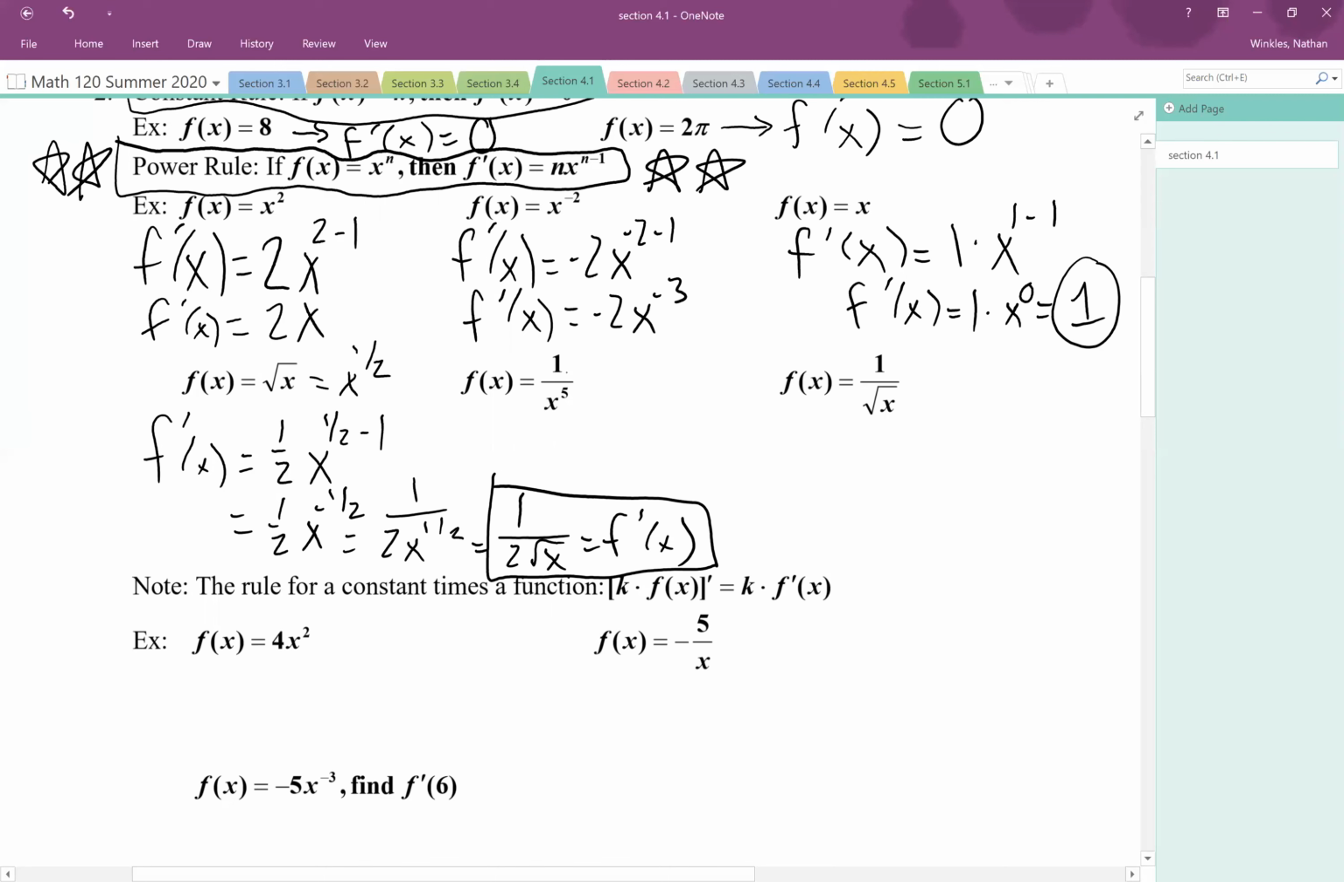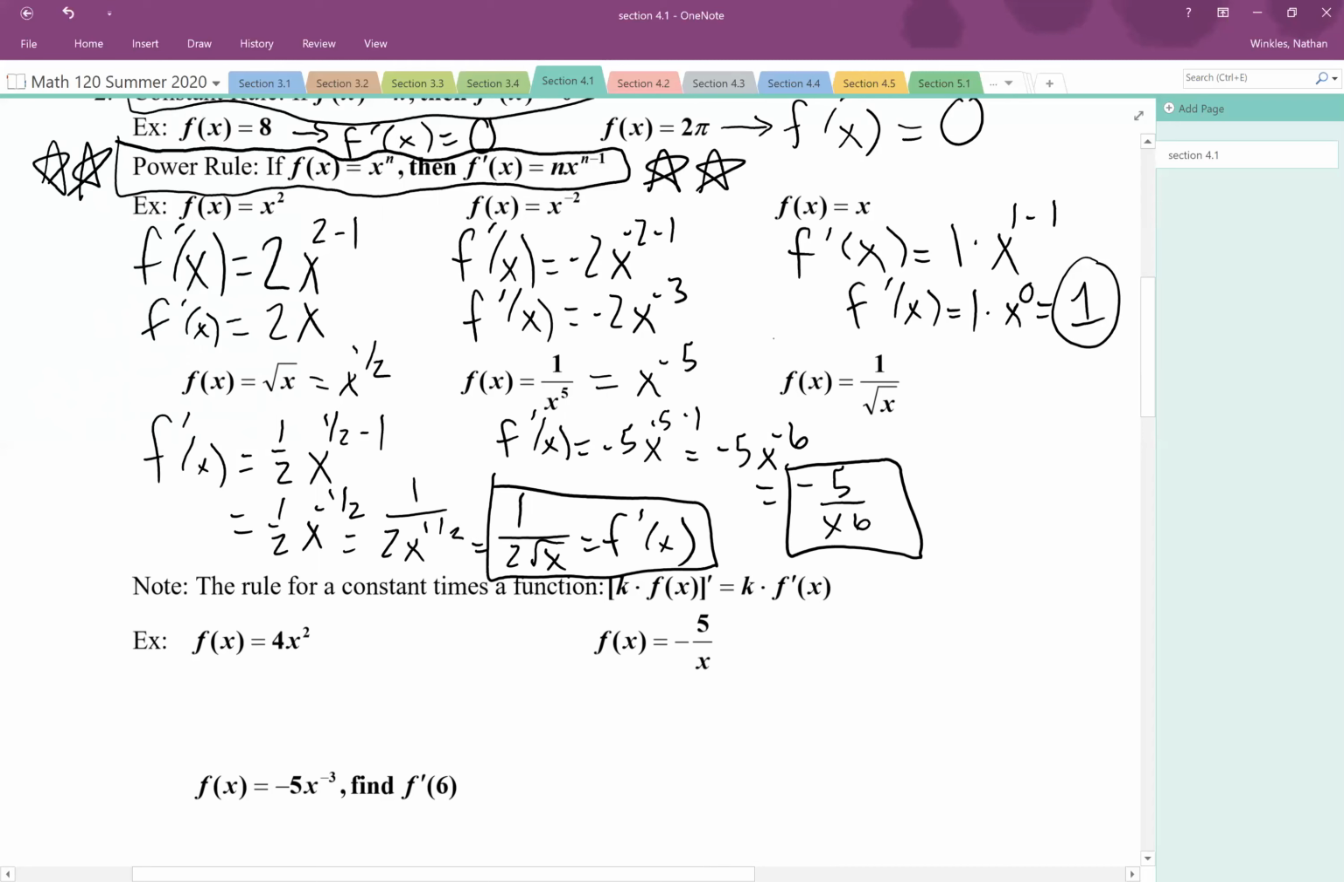Just like right here, 1 over x to the 5th. This would be x to the negative 5th. So f prime of x is equal to negative 5x to the negative 5 minus 1, which is negative 5x to the negative 6. We could rewrite this as negative 5 over x to the 6th as our derivative here.